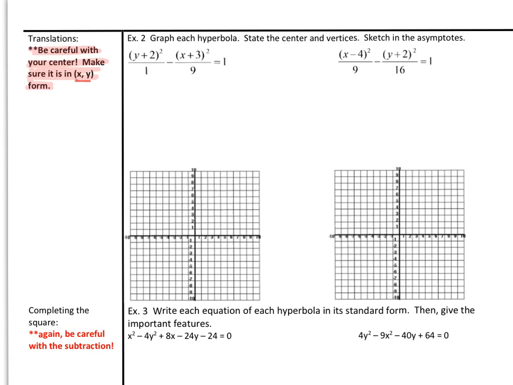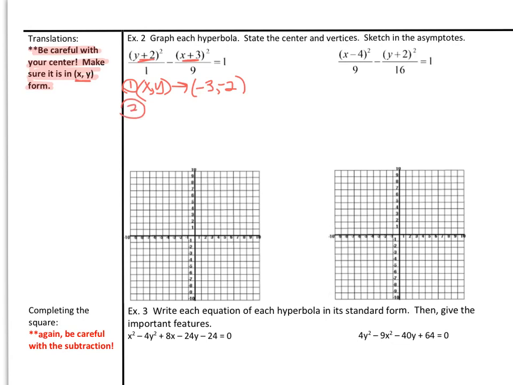So we know it's a hyperbola because of that subtraction in between the squared terms. Let's first determine our center. Now remember, our center has to be written x comma y. And in that format, notice it's x plus 3, so that would be minus 3. And it's y plus 2, that would be minus 2. There's where your center should be located.